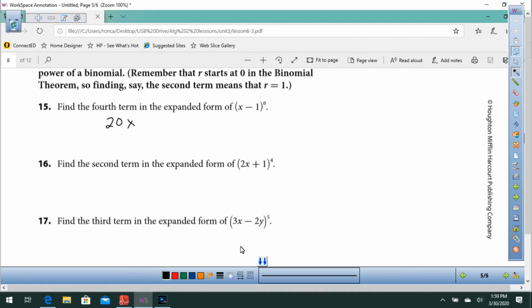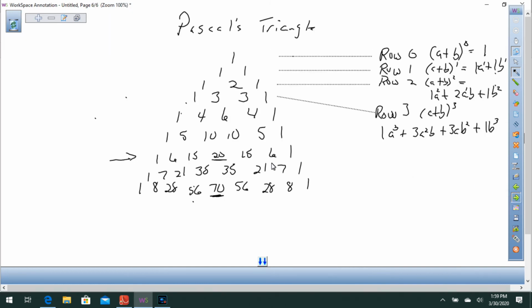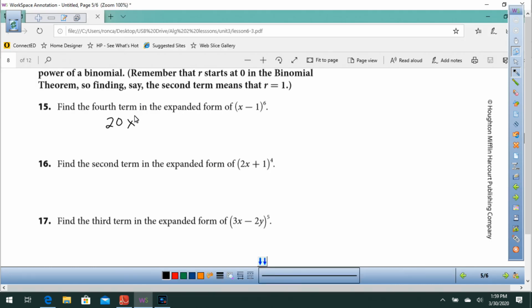And let's go back to our thing here. 6, 5, 4, 3. So we got x cubed. And then negative 1. 6 minus 3 is 3. So that's going to be negative 20 x cubed. Okay?